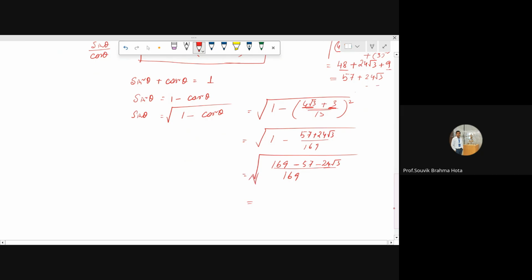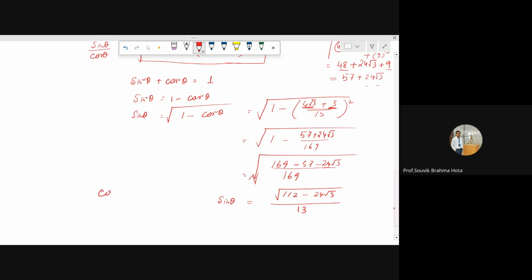Now again take the square root of this thing. The upper part I don't make square root, I keep it like this. 169 minus 57, that value we get first. So 169 minus 57 is 112. So 112 minus 24 root 3, and below it is 13, the square root of 169. So sin theta is coming like this.